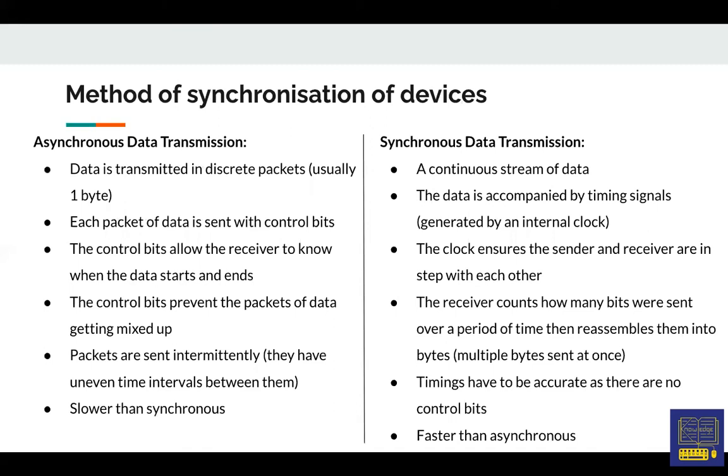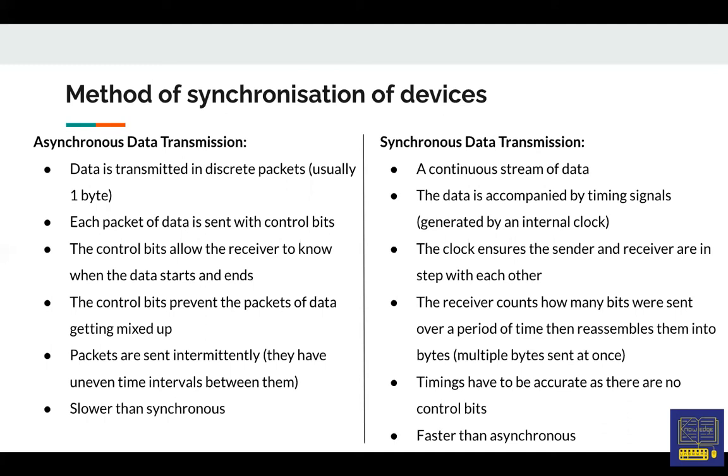Now, method of synchronization of devices. As I said, it was asynchronous and synchronous. So what this means is that when you're sending data in asynchronous data transmission, the data is transferred in certain packets. The packet size is normally 1 byte. Every data packet is sent with control bits. What these control bits do is they tell the receiver when the data begins and when it ends.